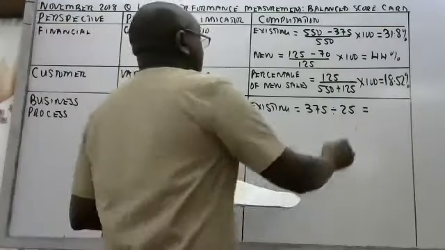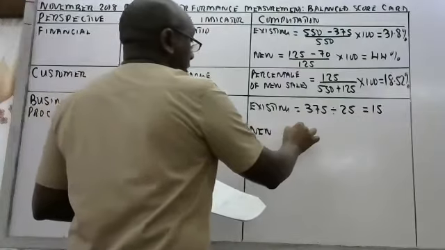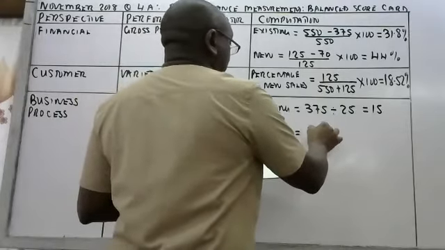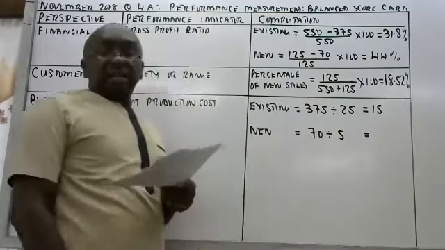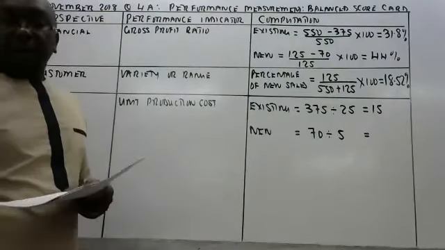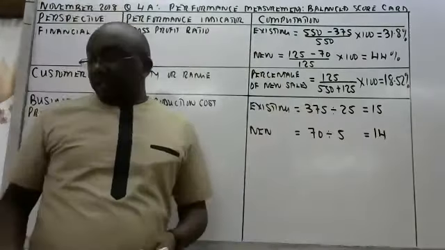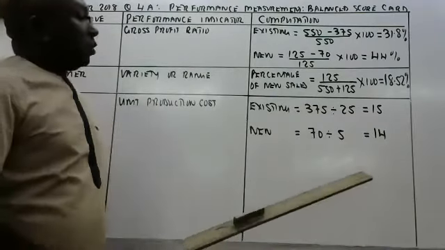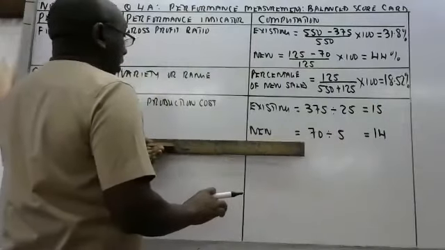Yeah, I can see it's 15. For the new product, you can see the cost is 70 and the units are 5. So tell me how much is that? We have 14. So what you can see is that the business process is doing well, at least because with the new product, the cost has come down. The cost is coming down to 14.